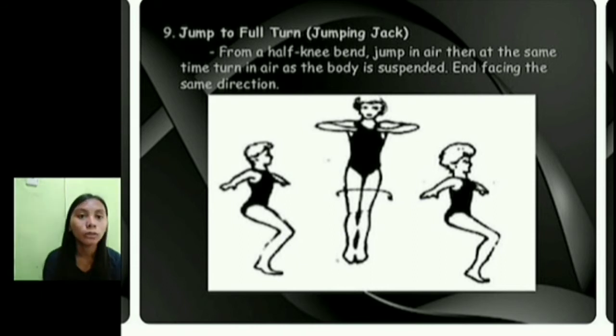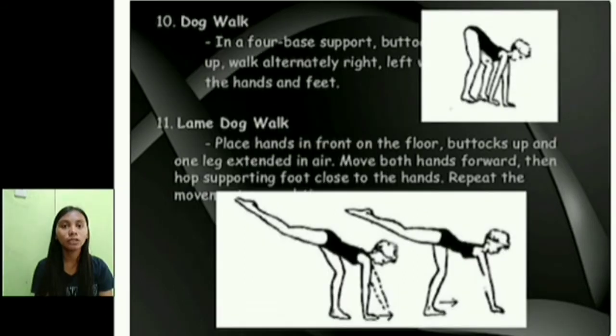Jump turn, or jumping jack. From a half knee bend, jump in the air, then at the same time turn in the air as the body is suspended and facing the same direction. Dog walk. In a 4-base support, bottom up, walk alternately right, left with the hands and feet. Number 11, lame dog walk.